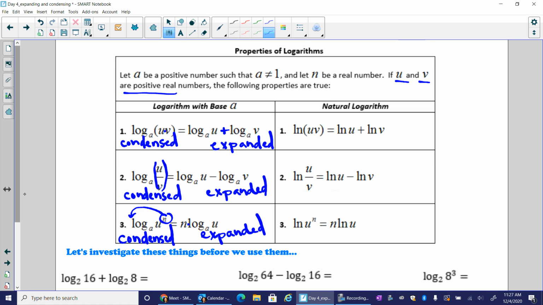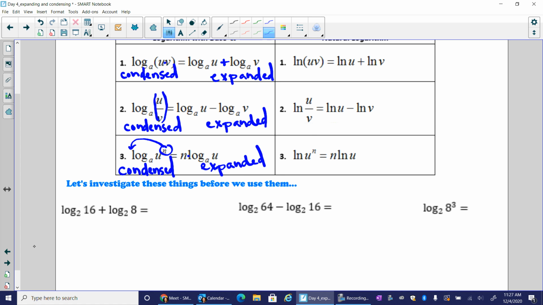So let's look at problems that we should be able to evaluate and understand. So 2 log base 2 of 16, basically that's saying what power does 2 have to be raised to in order to get 16? So that is going to be 2 to the 4th power plus log base 2 of 8. What power does 2 have to be raised to get 8? That would be 3. So 4 plus 3 is 7.